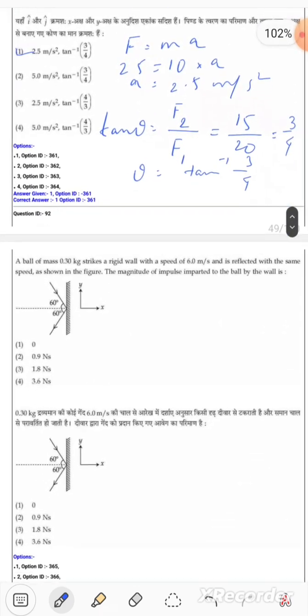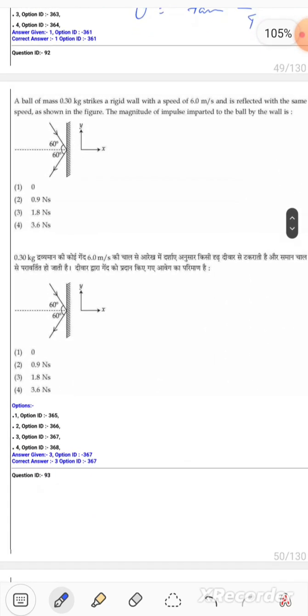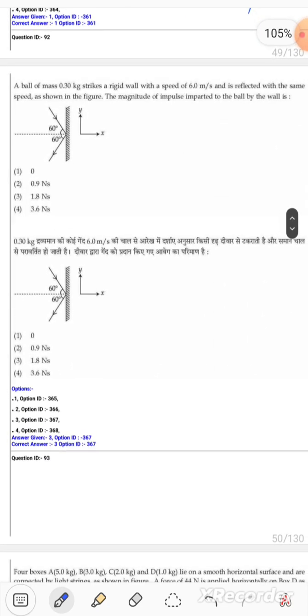Moving to the next one, question number 92. A ball of mass 0.30 kg strikes a rigid wall with a speed of 6 meter per second and is reflected with the same speed as shown in the figure. The magnitude of impulse imparted to the ball by the wall. We have to find out the impulse.